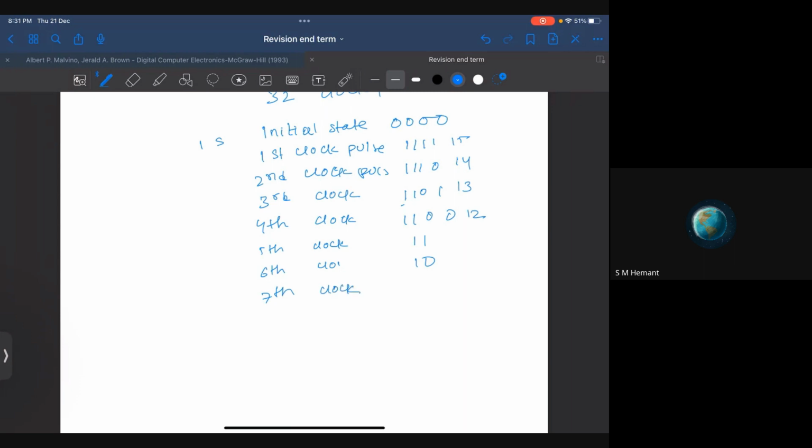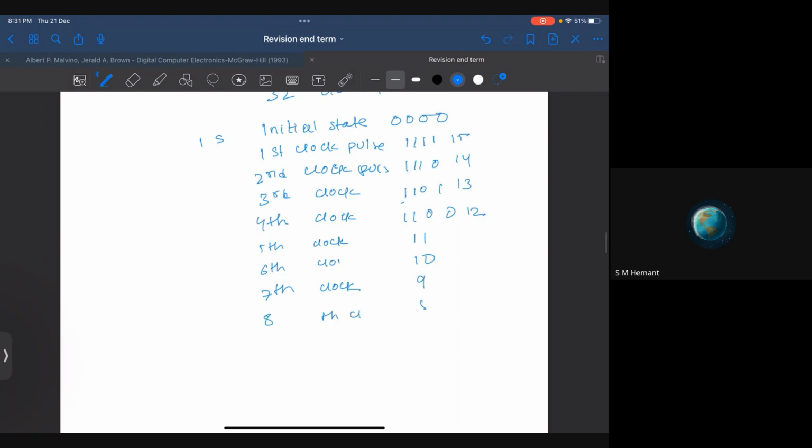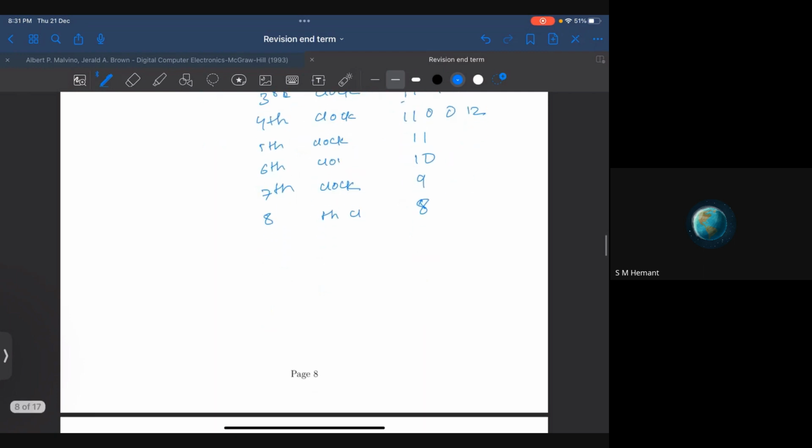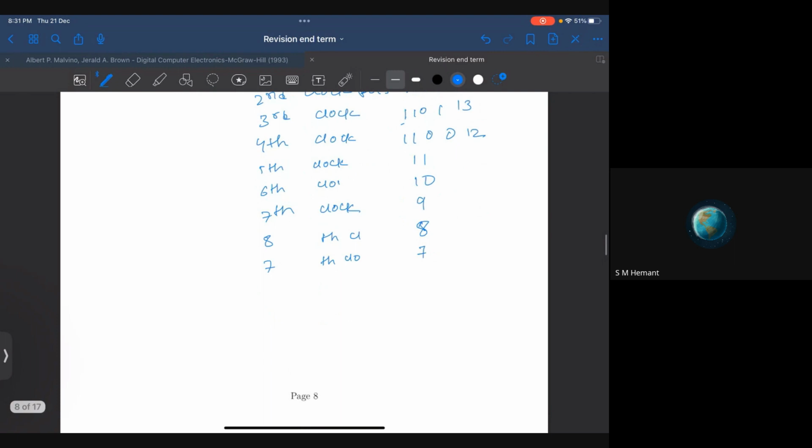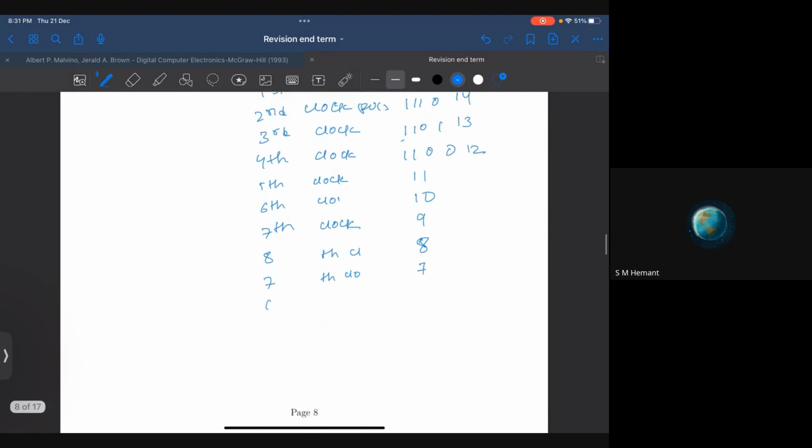7 clock pulse, it will be 9. 8 clock pulse, it will be 8. And 7 clock pulse, it will be 7, right? And 7 clock pulse, then 6 clock pulse, it will be 6.